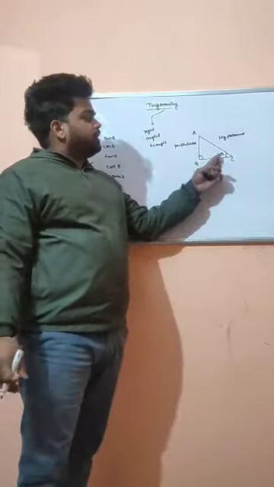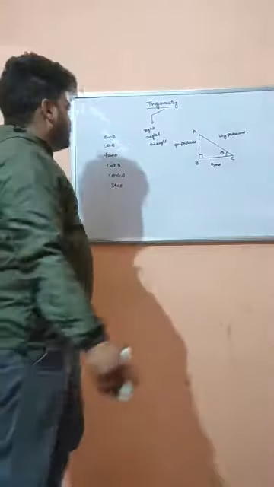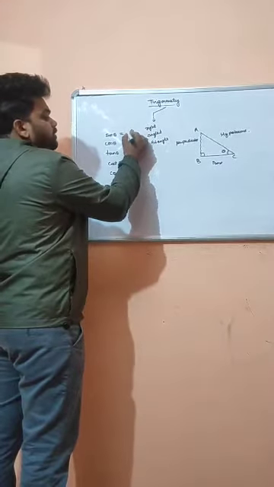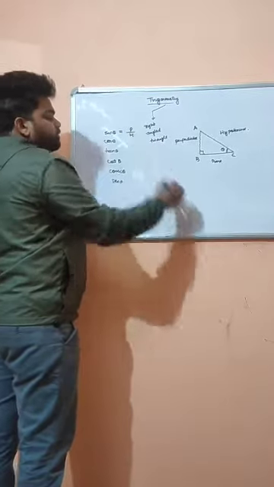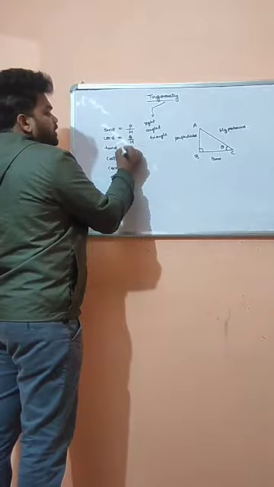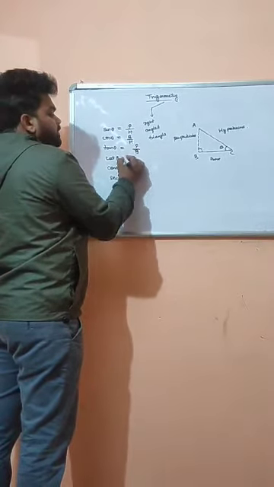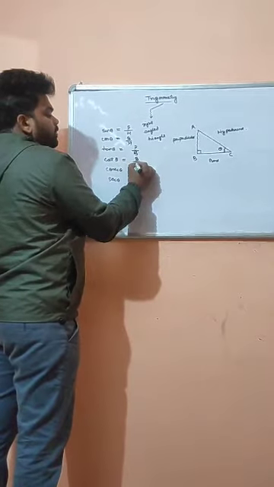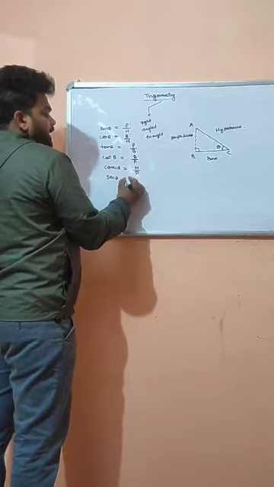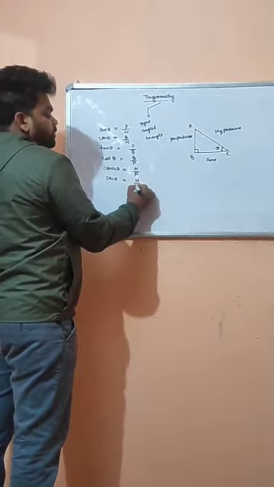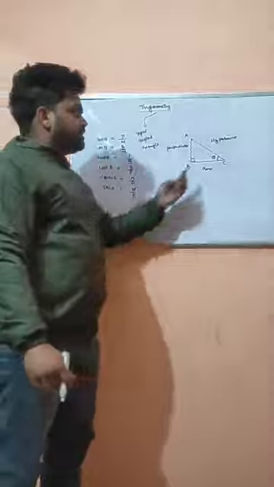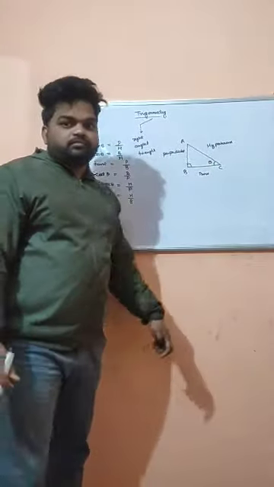If the trigonometrical ratios are defined for this value of theta, sine theta is perpendicular upon hypotenuse. In the same way, cos theta is base upon hypotenuse. Tan theta is perpendicular upon base. Cot theta is base upon perpendicular. Cosec theta is hypotenuse upon perpendicular. And sec theta is hypotenuse upon base. So these are the six trigonometrical ratios which relate this angle theta with the sides of this triangle.